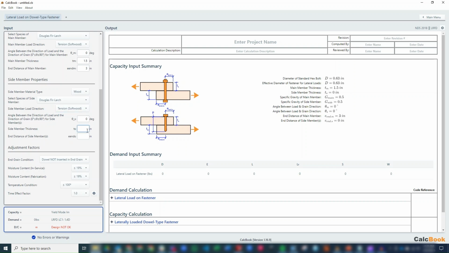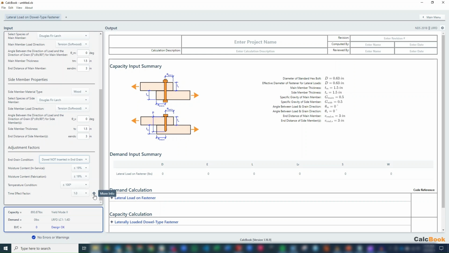And our side member thickness is also 1.5 inches, and our end distance is 3 inches. We have some additional adjustment factors here. Our end grain condition, right? We are not inserted into the end grain, so we're okay there. We decided that our moisture content is less than 19% for both in-service and fabrication, so we're okay there. We don't have any temperature condition.